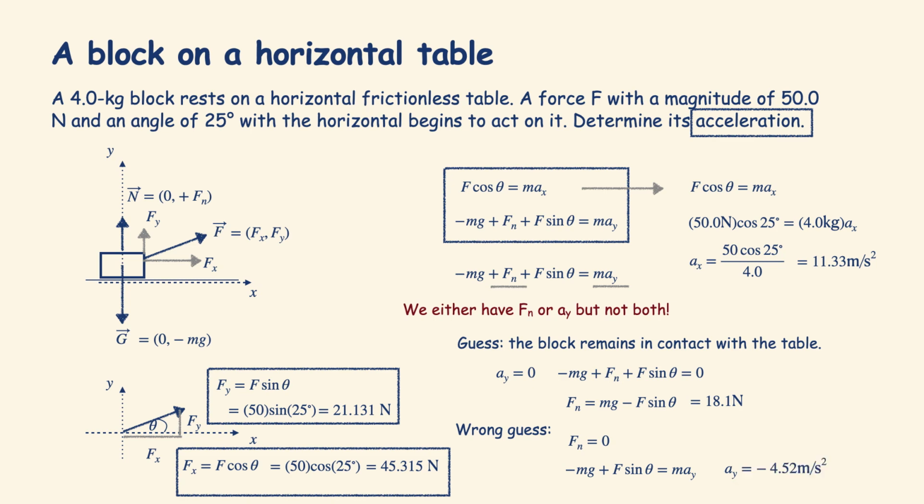And then for the y component of the acceleration, you'll find out that it's actually minus 4.52 meters per second squared. Now, if you assume that the block is actually lifting off the table upwards, we would expect a positive vertical component for the acceleration, but yet the equation tells us a negative component, so it doesn't make sense. So this is how we know that we have guessed wrong.